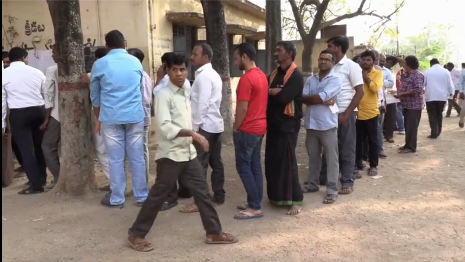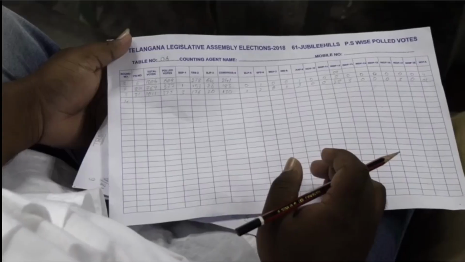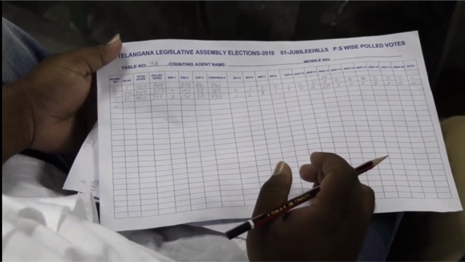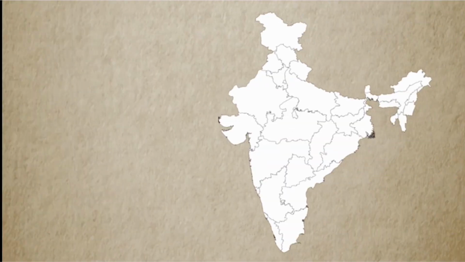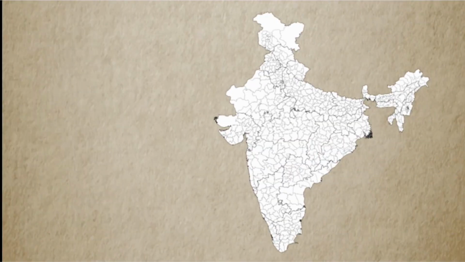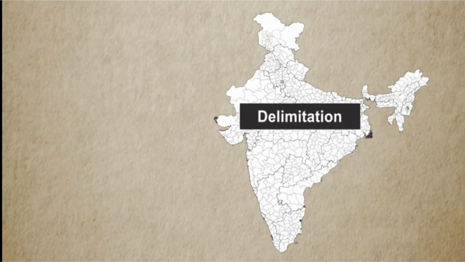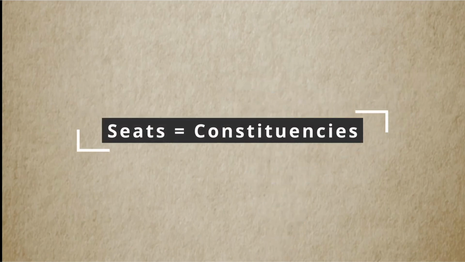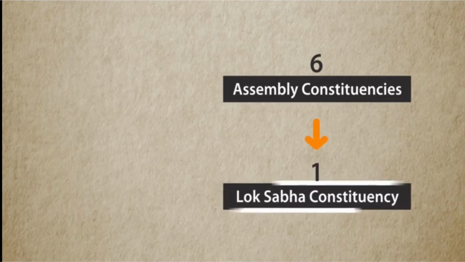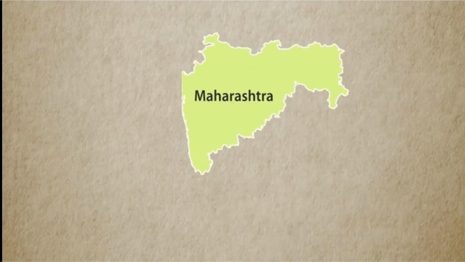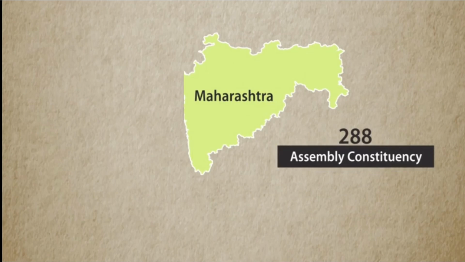The number of constituencies for a Vidhan Sabha varies from state to state. The people from every constituency elect their representative from that constituency. The process of dividing the country or a state into constituencies is called delimitation. We often refer to these constituencies as seats. Several assembly constituencies comprise a Lok Sabha constituency. In Maharashtra, thus, Maharashtra has 288 assembly constituencies and 48 Lok Sabha constituencies.